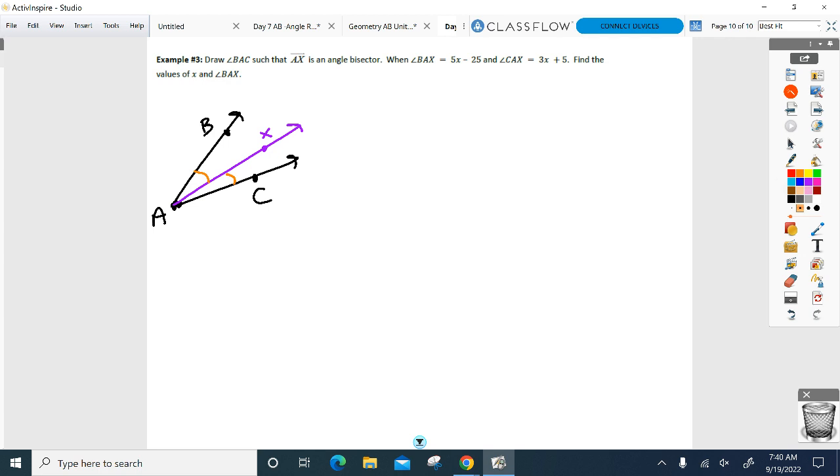BAX. Everyone label BAX. Take your darn index finger. Trace it if you don't know where it is. BAX. Right there. 5x minus 25. CAX. Trace it. C to A to X. 3x plus 5.